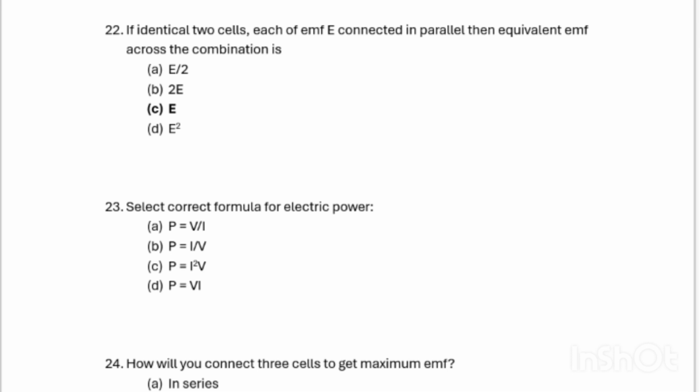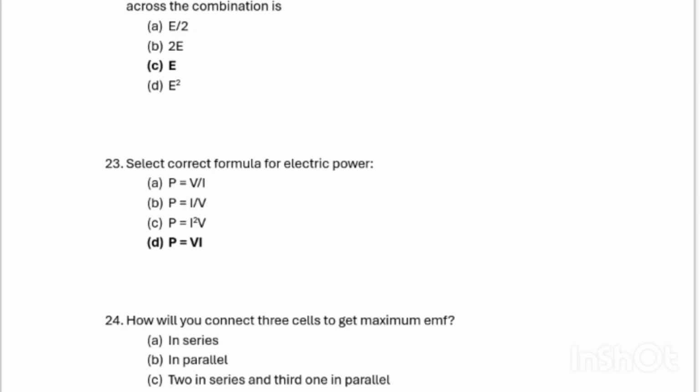Question number 23. Select the correct formula for electric power. Option A P is equal to V by I, option B P is equal to I by V, option C P is equal to I square V, option D P is equal to VI. Here the correct answer is option D P is equal to VI.